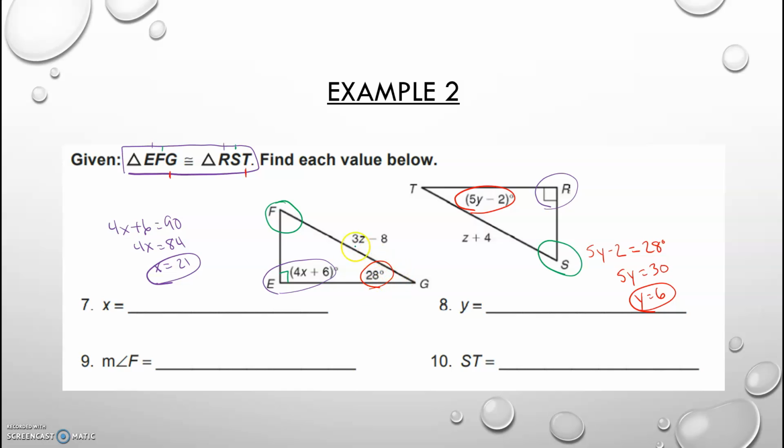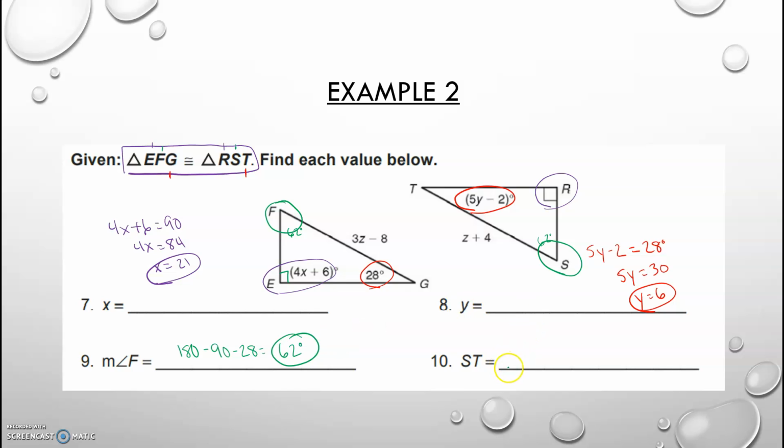And we still have a triangle. So we know the angles should add up to 180. So 180 minus 90 minus 28 should give you 62 degrees. So now you know angle F is 62 degrees and angle S is 62 degrees. So don't forget the stuff you already know. You have a lot of powerful tools and information, and you just gotta know how to apply it.